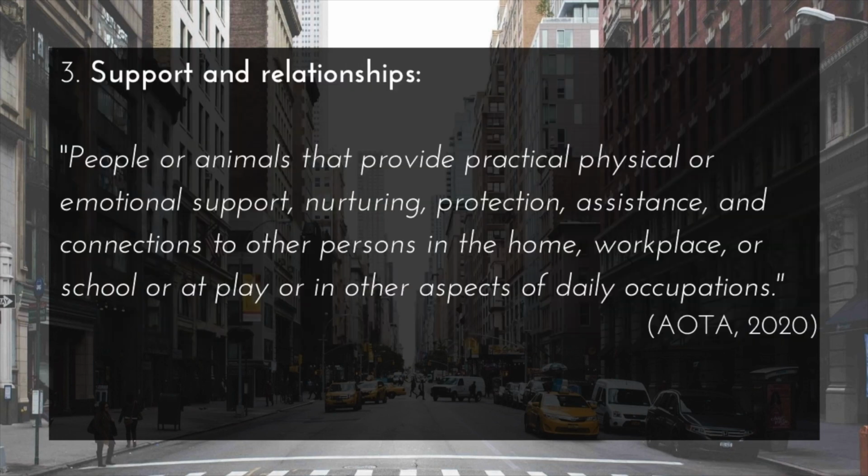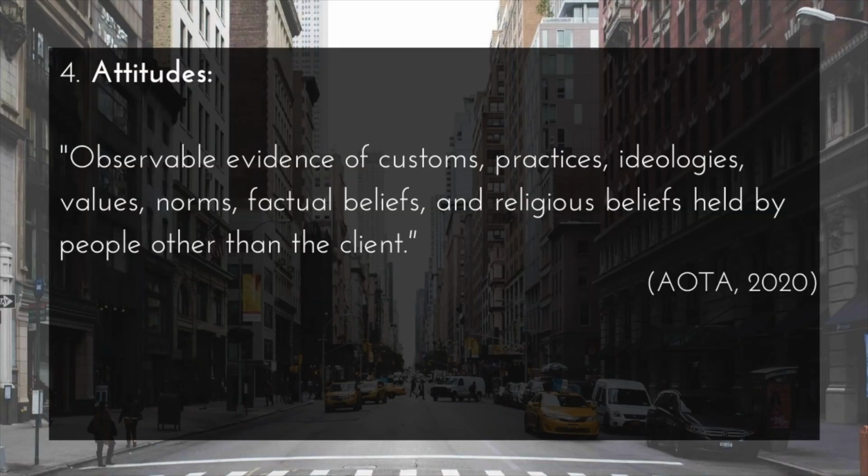The third environmental factor is support and relationships. This includes people or animals that provide practical physical or emotional support, nurturing, protection, assistance, and connection to other persons in the home, workplace, or school, or at play, or in other aspects of daily occupations. The fourth environmental factor is attitudes. This includes observable evidence of customs, practices, ideologies, values, norms, factual beliefs, and religious beliefs held by people other than the client. The fifth environmental factor is services, systems, and policies.